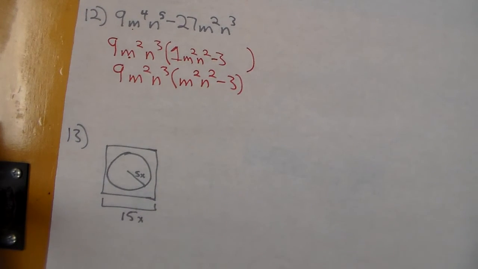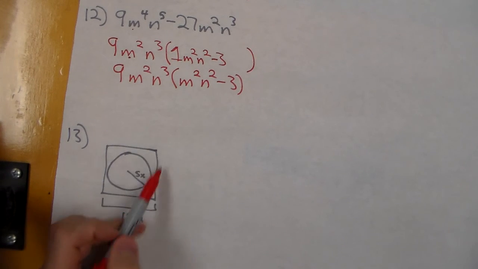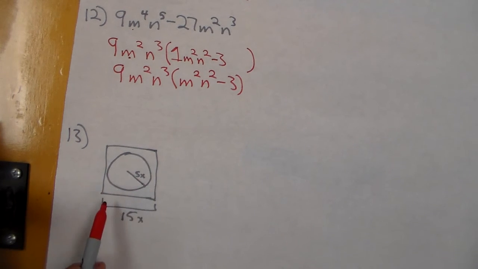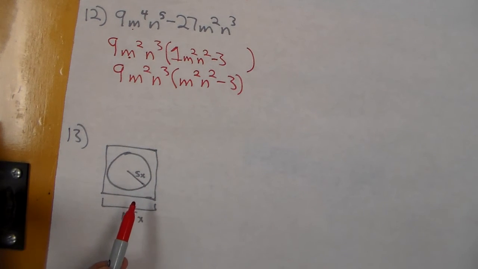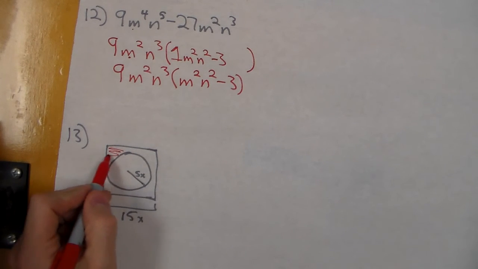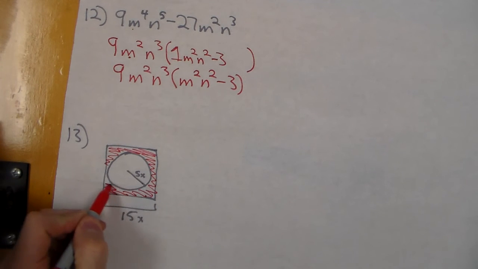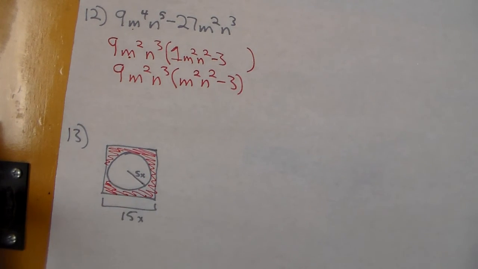Now we get a couple of word problems that we have to work through and solve for us. So number 13 says a circular mirror, here's our mirror, is surrounded by a square metal frame. The radius of the mirror is 5x, and the side length of the frame is 15x. We need to figure out the area of the metal frame and write our answer in factored form. So this is something we've seen before. It's like the area of a square minus the circle, and we need to figure out that shaded region.